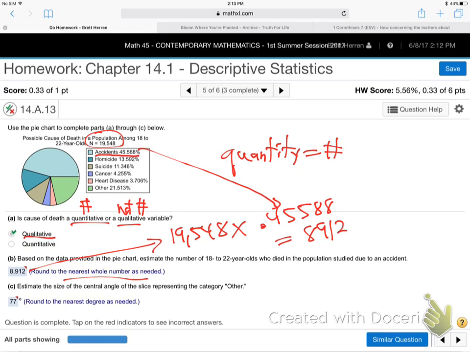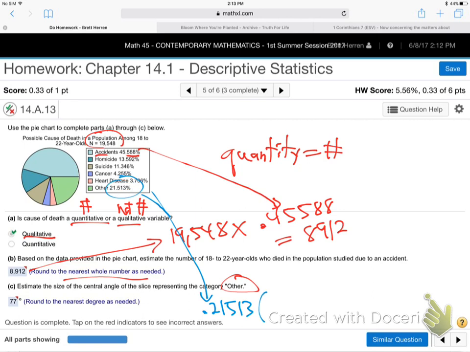Last one, estimate the size of the central angle for other. Now, how do you find an angle? Remember, there's 360 degrees total. So just take that portion, that decimal, times 360. So what's the other category? Other's that one. So bring that down. Whoops, I grabbed the wrong thing. What am I doing up there? Not here. Here. This one. So it's 0.21513.